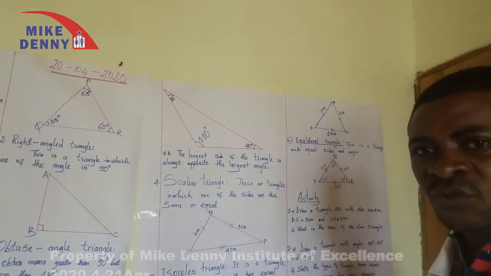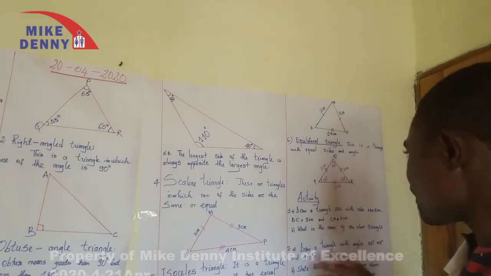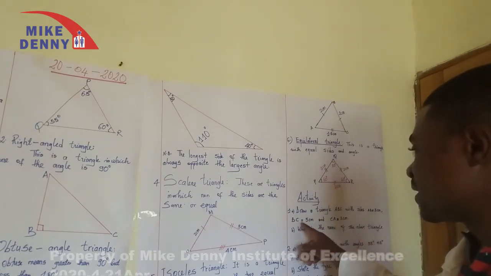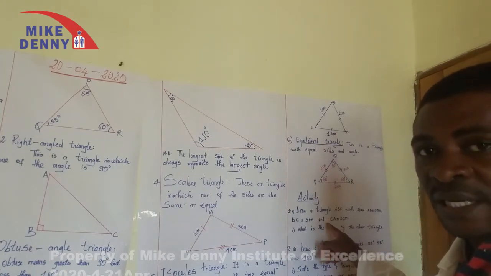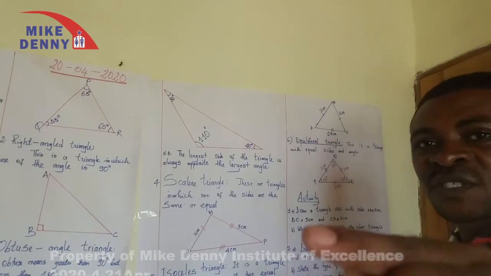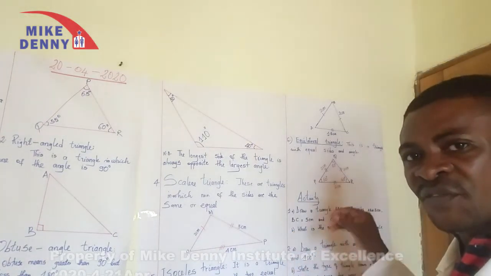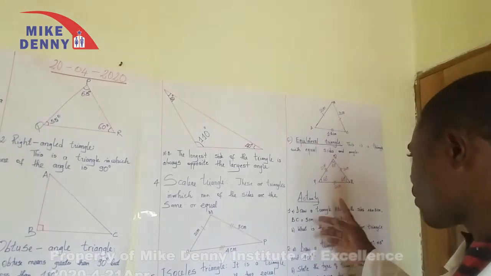That's what I expect you to do. The first activity requires you to do what? Draw a triangle with sides AB 3 centimeters, BC 5 centimeters, and CA 3 centimeters. When you have drawn that, the next question is, what is the name of the triangle above? The triangle above is the triangle you just drew. So you are to give the name to that particular triangle you drew. Once that is done, you can now conclude.